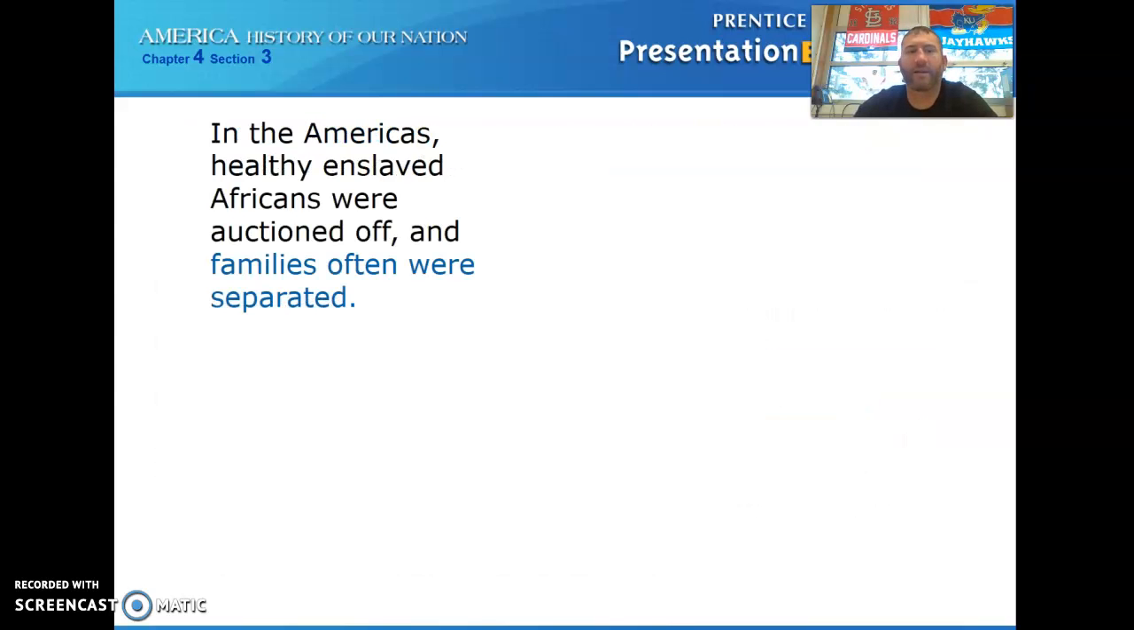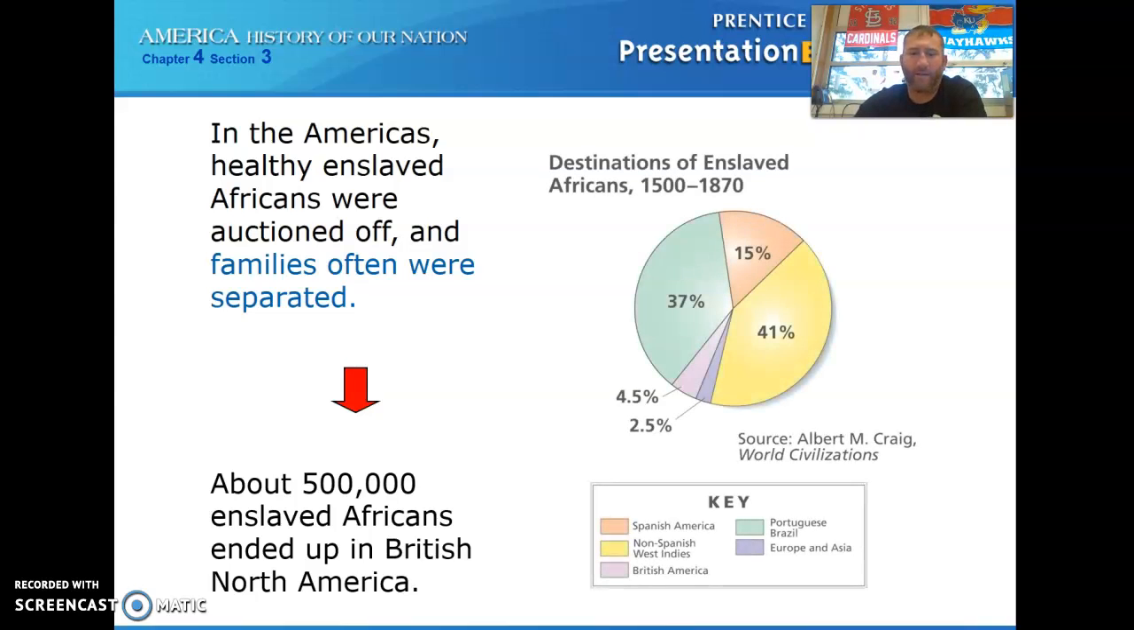In the Americas, healthy enslaved Africans were auctioned off when they were sold, and families were often separated. About 500,000 enslaved Africans ended up in British North America. And as you can see, non-Spanish West Indies made up 41% of their destination. Crazy.